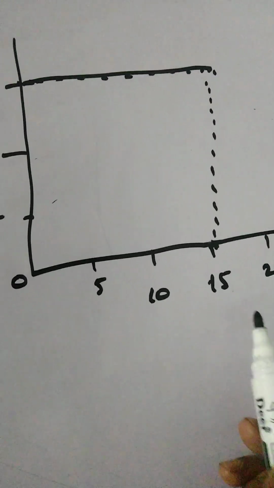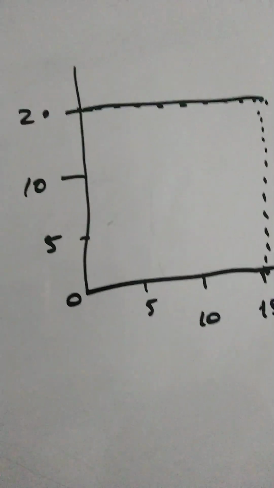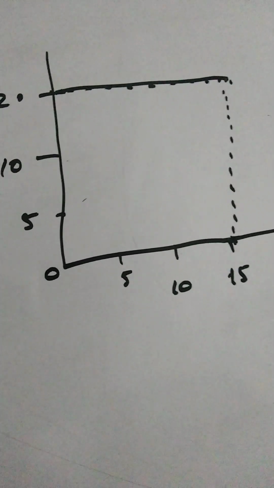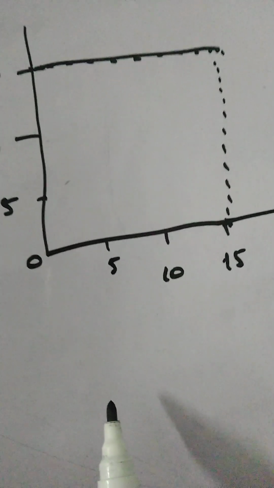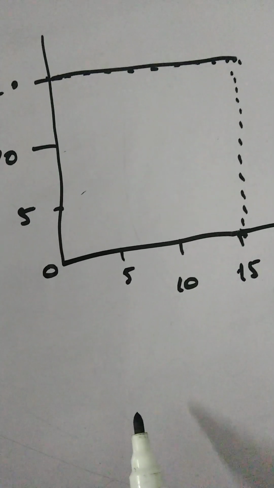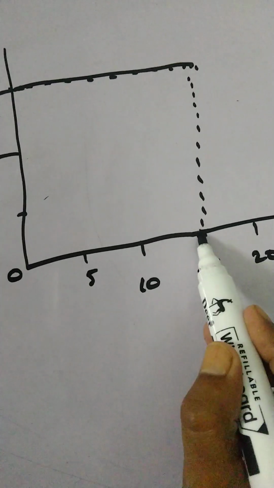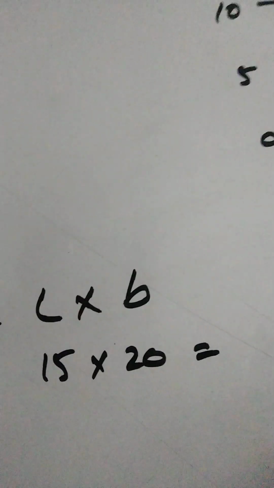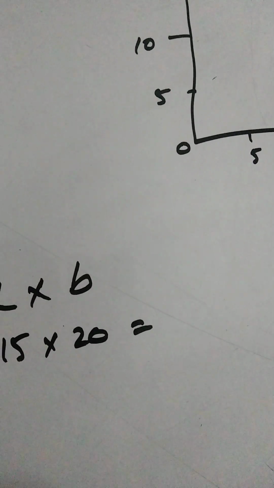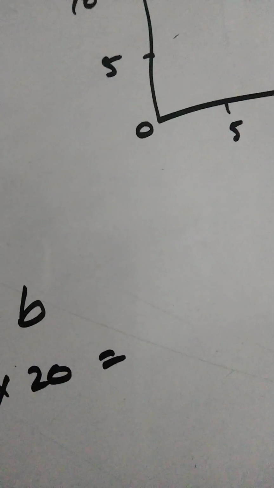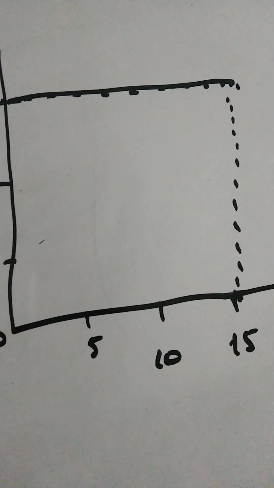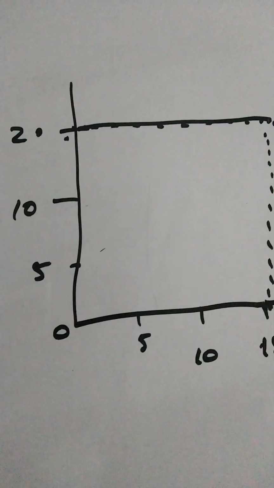So what formula will we use? We will find the area by applying the formula: area or distance is equal to length into breadth. Length into breadth, so simply 15 and 20. We put 15 into 20. The answer is 300 meter. The area covered by the car is 300 meter.